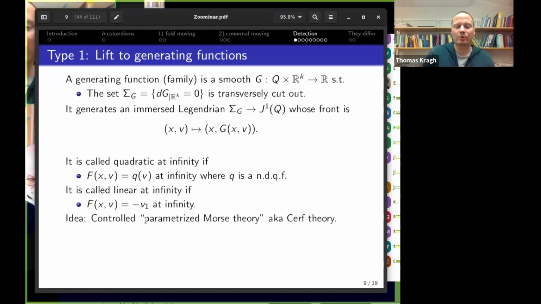But when you say parameterized Morse theory, you basically also should be saying surgery theory. And this is also part of what these h-cobordism spaces are about.